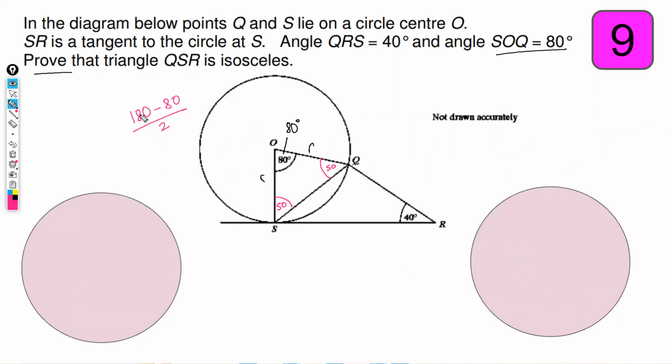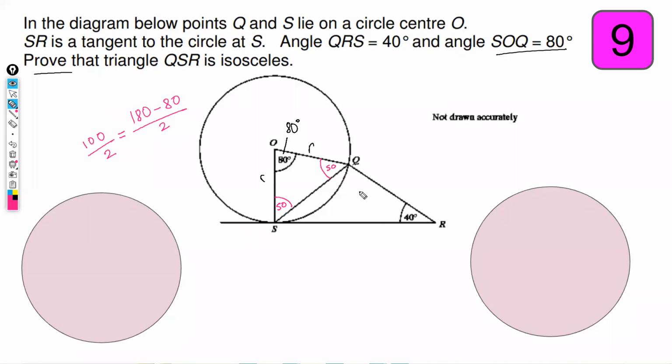Right. Remember, when you're working this out on a calculator, do not type it in straight on the calculator. You will get 140 by mistake. You have to work out the top and write down the answer. 180 minus 80 is 100, divided by 2. It will be 50.